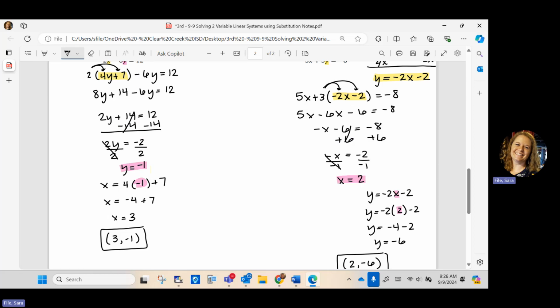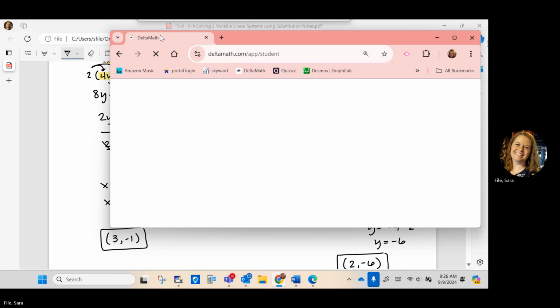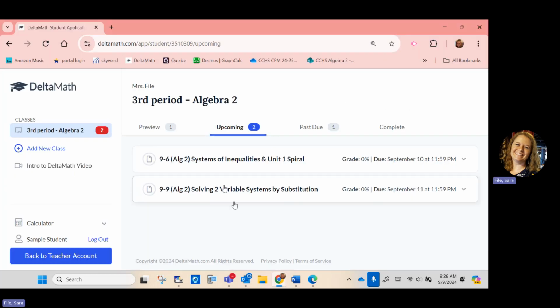Okay, so you have a Delta Math assigned to you in Delta Math. So I'm going to pull up your sample student page here, what it should look like. So when you go in, you should have 2 upcoming assignments. One is from Friday. It means that the due date is upcoming. The assignment from Friday is due tomorrow by 11:59 p.m. Okay, so if you have not completed that, if it's still showing up here instead of the completed folder, then you can finish it first. I would recommend finishing that one first because it's due first.